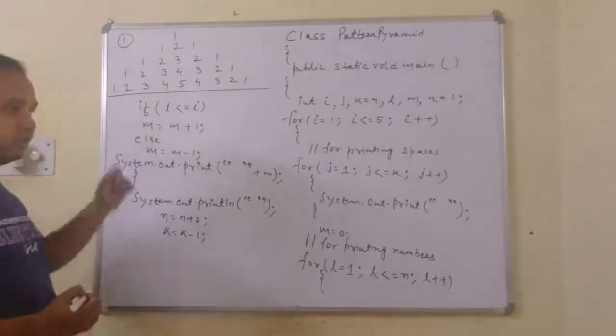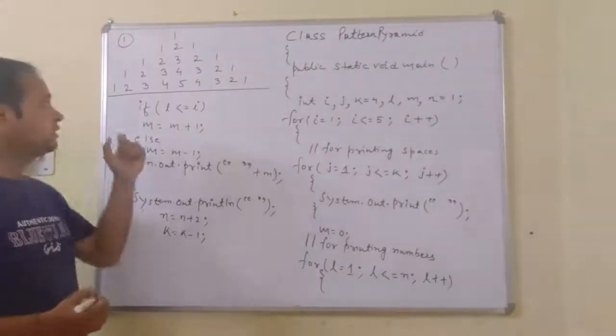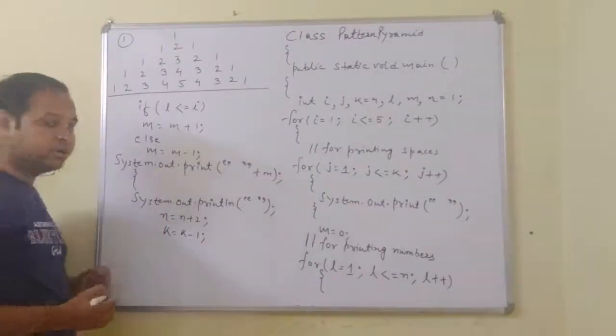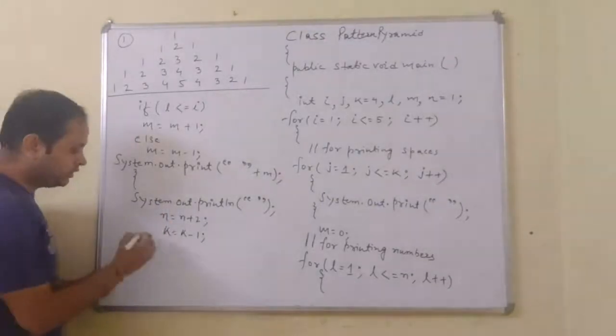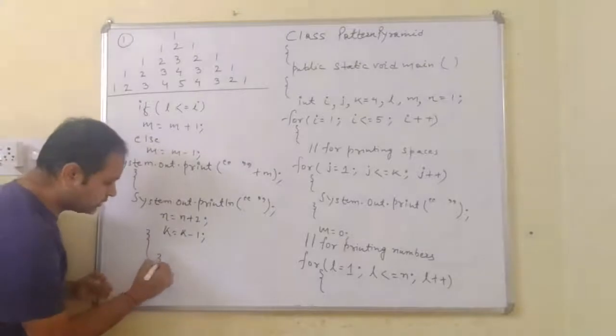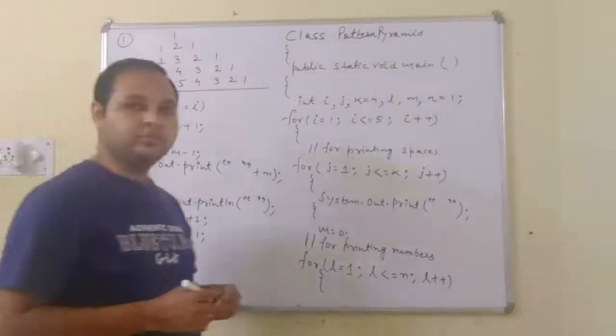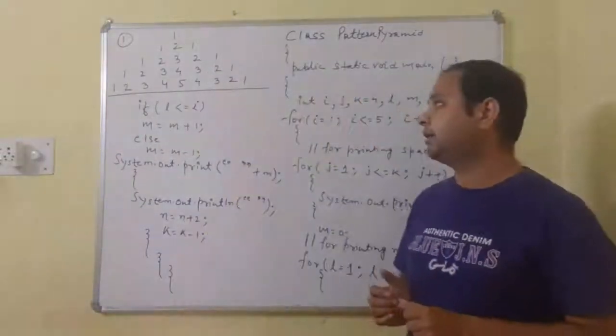As the first loop we are having 4 spaces, then we are having 3, then 2, then 1. So therefore the k value decreases by 1. So I decrease the value of k by 1. Then I close the outer loop, close the main method, close the class. So this is the program which will print this particular pattern.